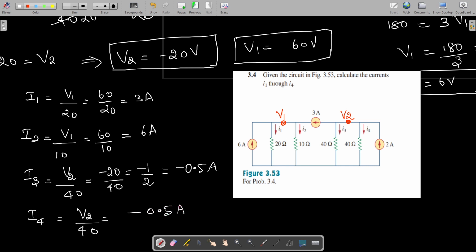So this is the answer we got. I1 is 3 amps, I2 is 6 amps, I3 and I4 are minus 0.5 amps.